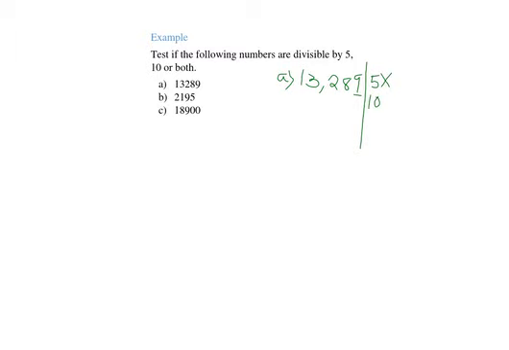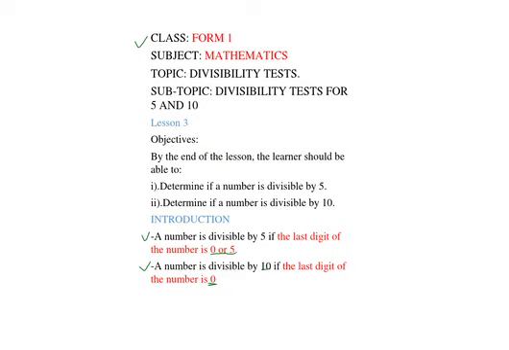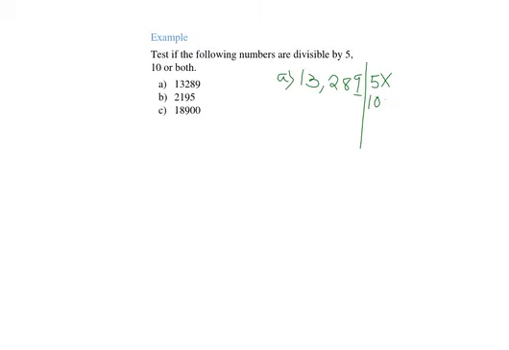For 10, we go back to the notes and we are told a number is divisible by 10 if and only if the last digit of the number is 0. So it has to be a 0 at the end for that number to be divisible by 10. And the last digit here is 9. So it means that this number is not divisible by 10.